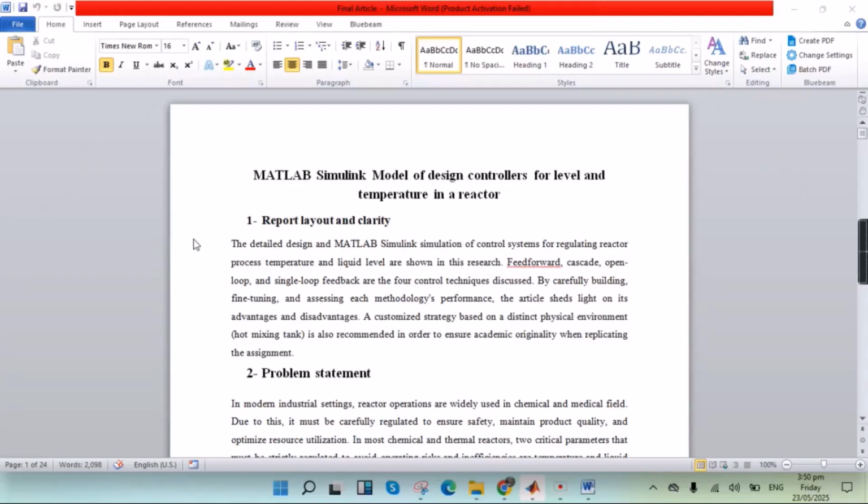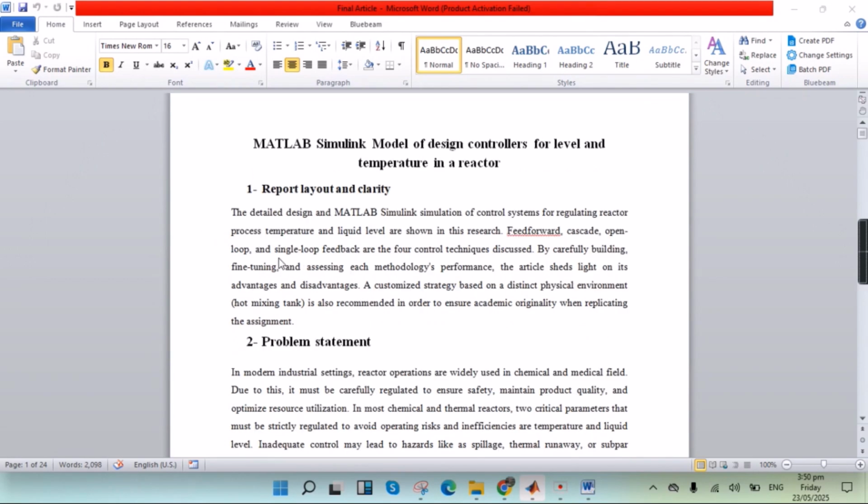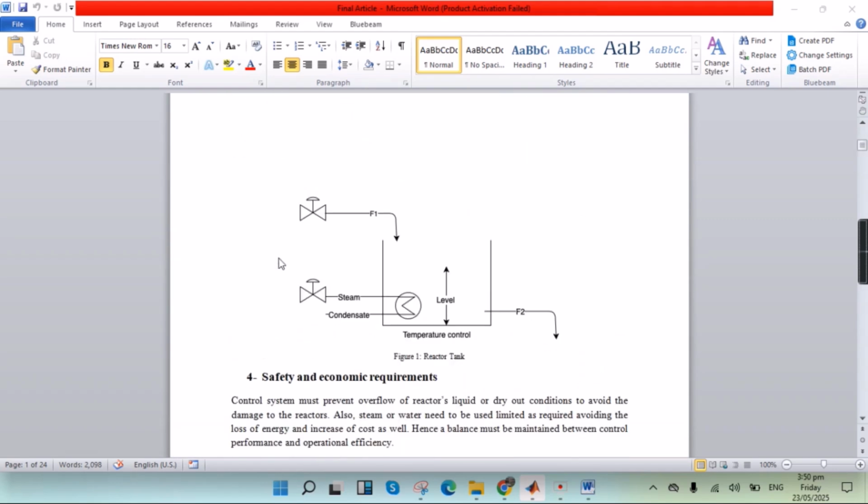Simulink model for the designing of the controllers for level and temperature control in the reactor. Basically, this is our model in which we need to control its temperature and its level through steam, and this is the input of F1. Let me show you.